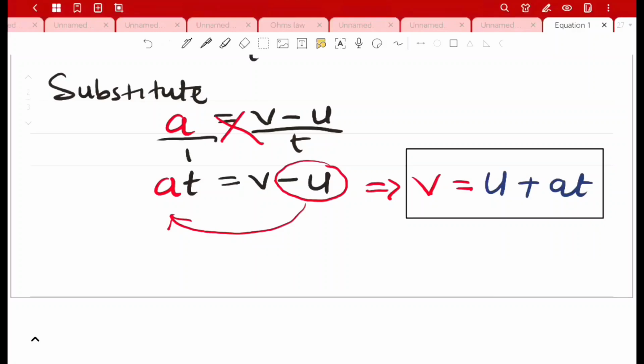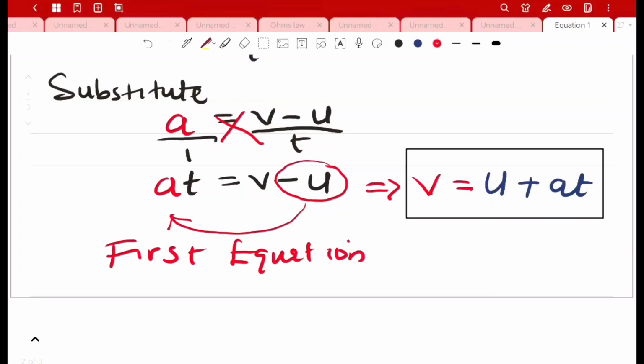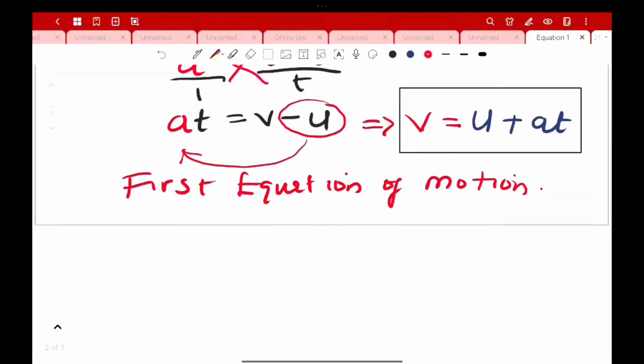For a simpler method using the triune concept, since you can see that this formula has V, has U, and has AT, we term this as the triune concept.